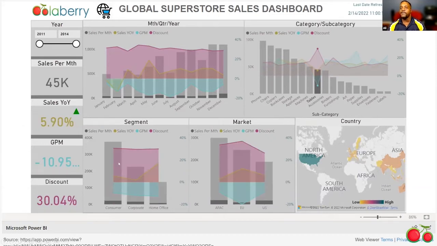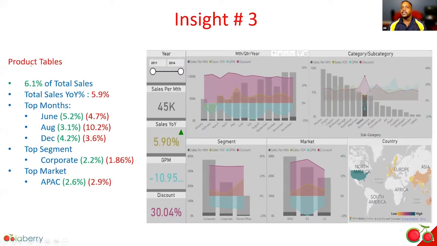All right, January, February, actually corporate, and then Asian Pacific. You can see those have the lowest ones. Those are the greatest areas for improvement. And so while tables only make up 6.1% of sales, they have a low year over year at 5.9%. If we were going to target advertisements for products, then we would want to focus on June, August, and December. If we wanted to focus on tables and we're looking across segments, we would want to focus on corporate and top market Asian Pacific.